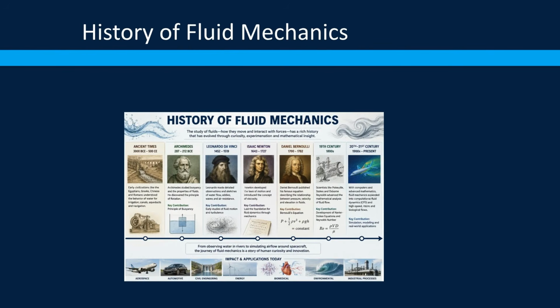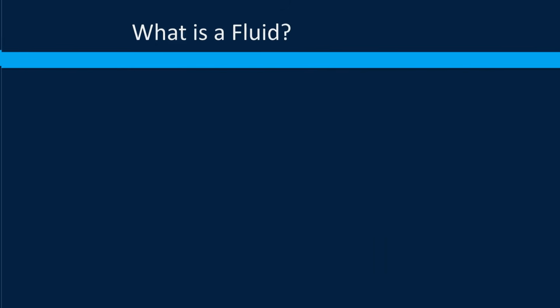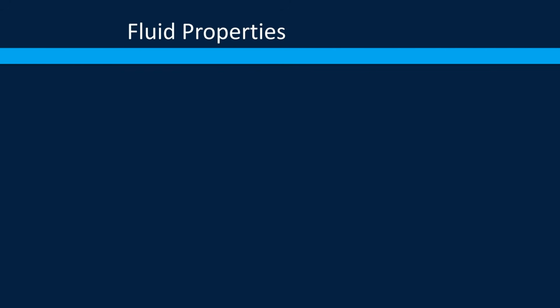The history of fluid mechanics is rich, featuring significant contributions from great minds like Archimedes, Bernoulli, Euler, and Navier Stokes. What defines a fluid? It is a substance that continuously deforms when subjected to shear stress. Let's look at key fluid properties.